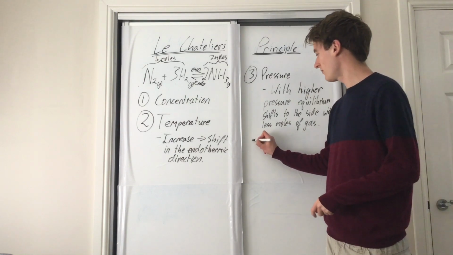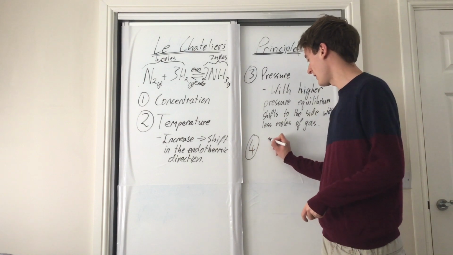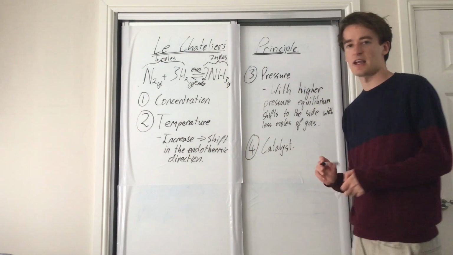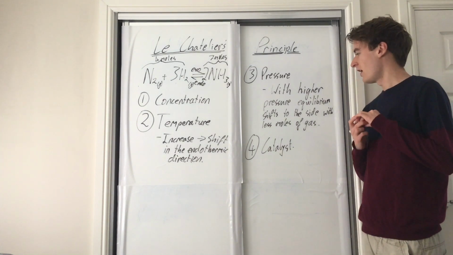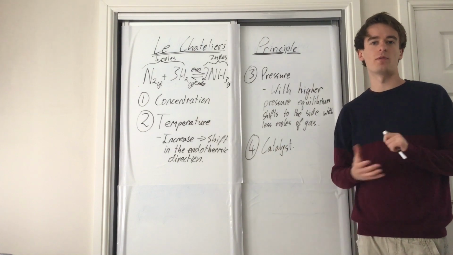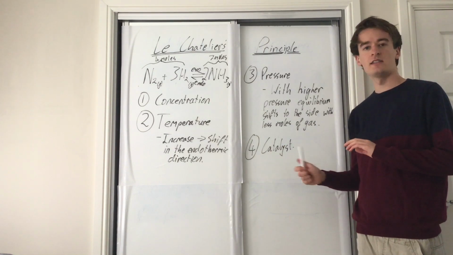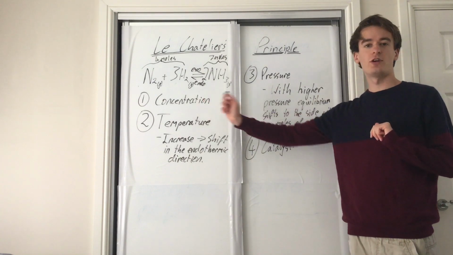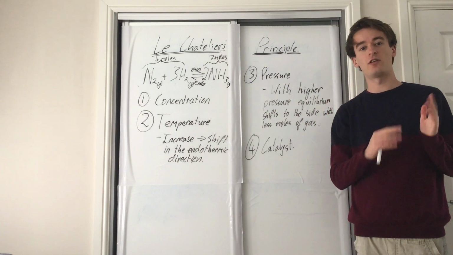The fourth thing that's worth talking about here is the effect of a catalyst, and this one I'm going to end on. A catalyst doesn't influence the position of equilibrium at all. All it does is speed up the attainment of equilibrium, so it will get to its equilibrium position much faster with a catalyst present.